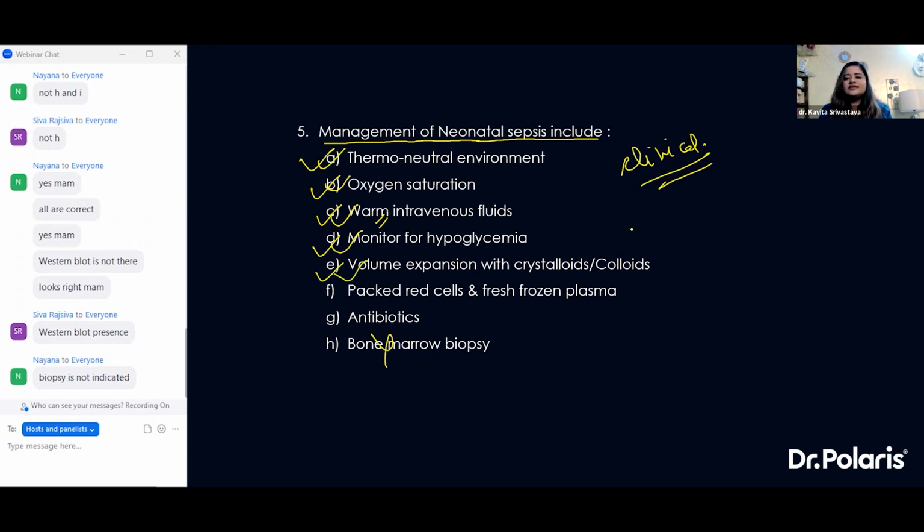Volume expansion by crystalloids and colloids. So we need to see whether the intravascular volume is adequate or not. If the child is going into a stage of shock, we need to give volume expansion. Packed red cells and FFP transfusion definitely, because it can result into complications of shock.